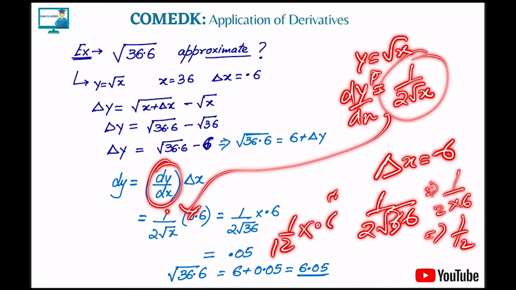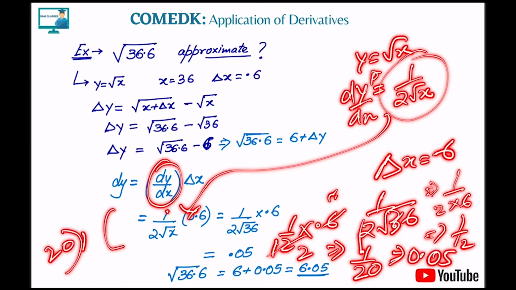So 6 ones are 6, 6 twos are 12. What I'm getting is 0.1 by 2. If I remove this, I'll get 1 by 20, which is equal to 0.05. Everybody knows how to convert 1 by 20, no? Correct: 0.05. Done. So what is the change?